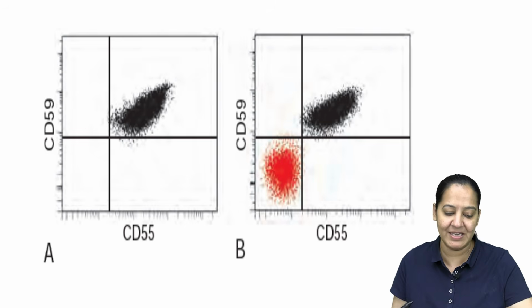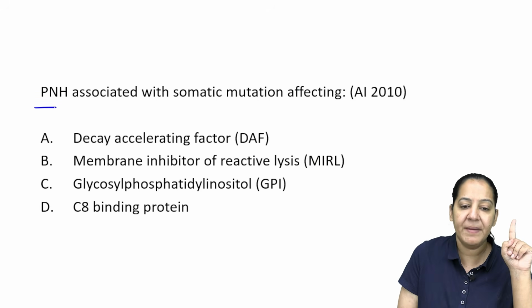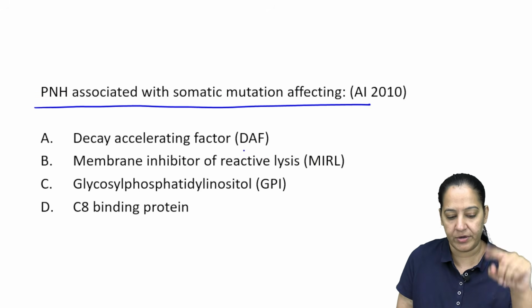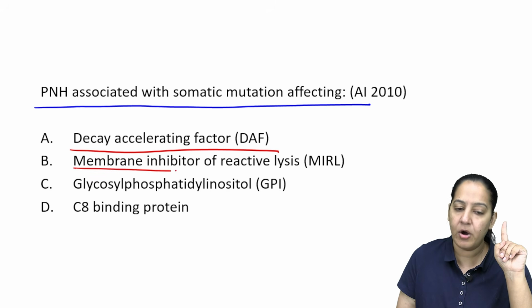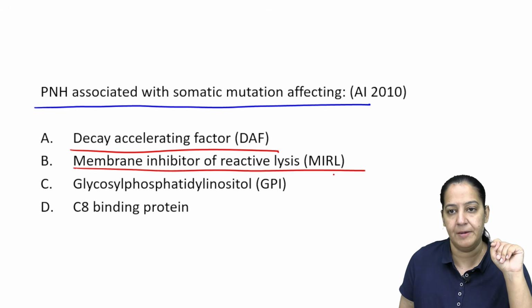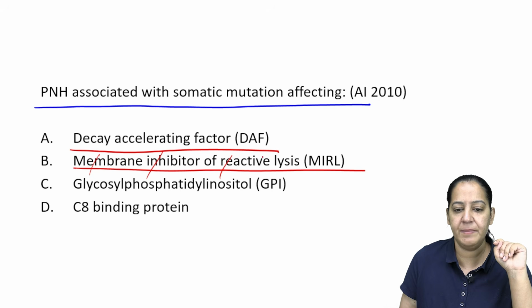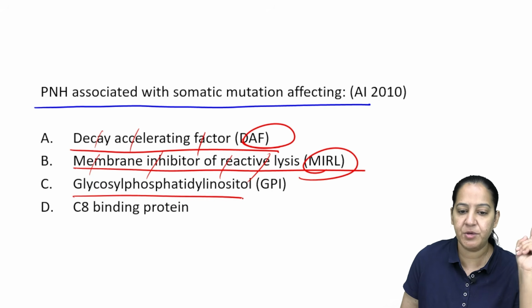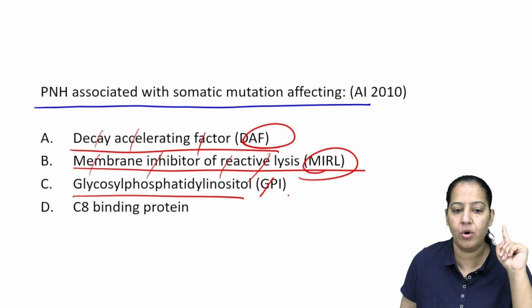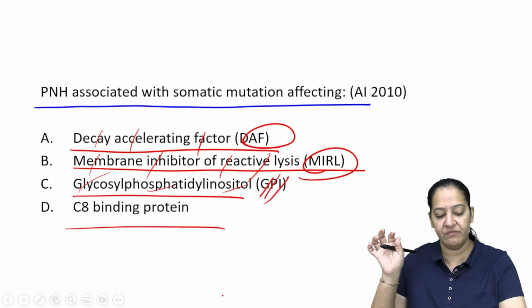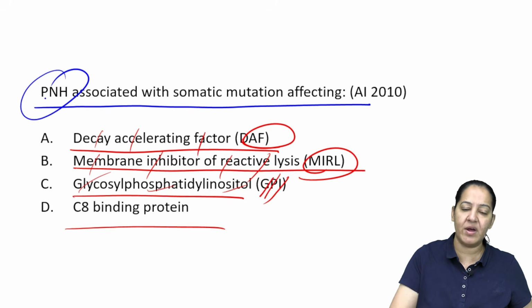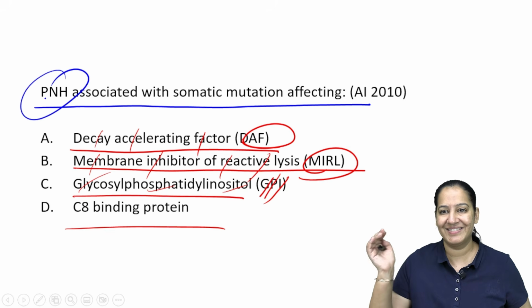Let me tell you some MCQs based on that. The first question: PNH is associated with somatic mutation of what? Is it associated with mutation of DAF, decay accelerating factor, or MIRL, that is membrane inhibitor of reactive lysis, or GPI, that is glycosyl phosphatidyl inositol, or C8 binding protein? What is the exact mutation which takes place in PNH? Can you please try? The question is tricky, so please beware.